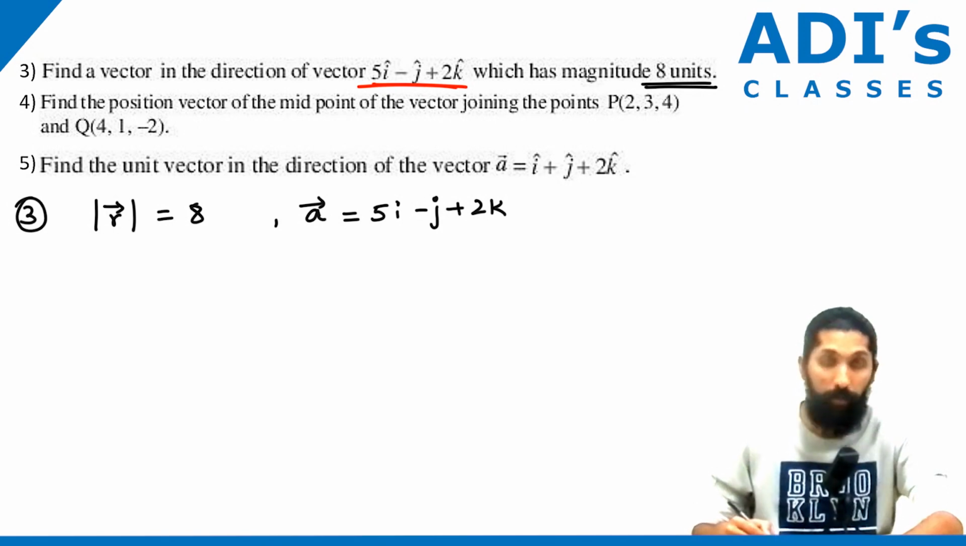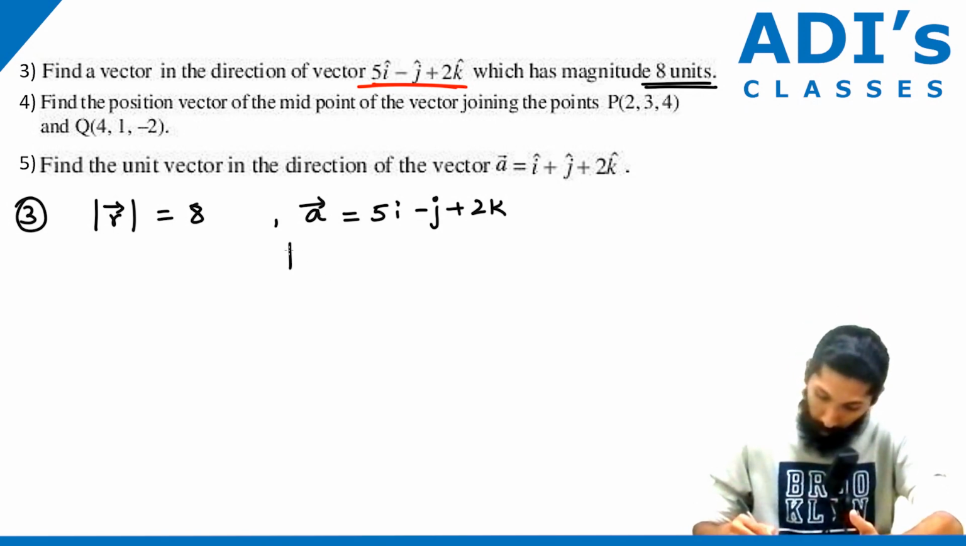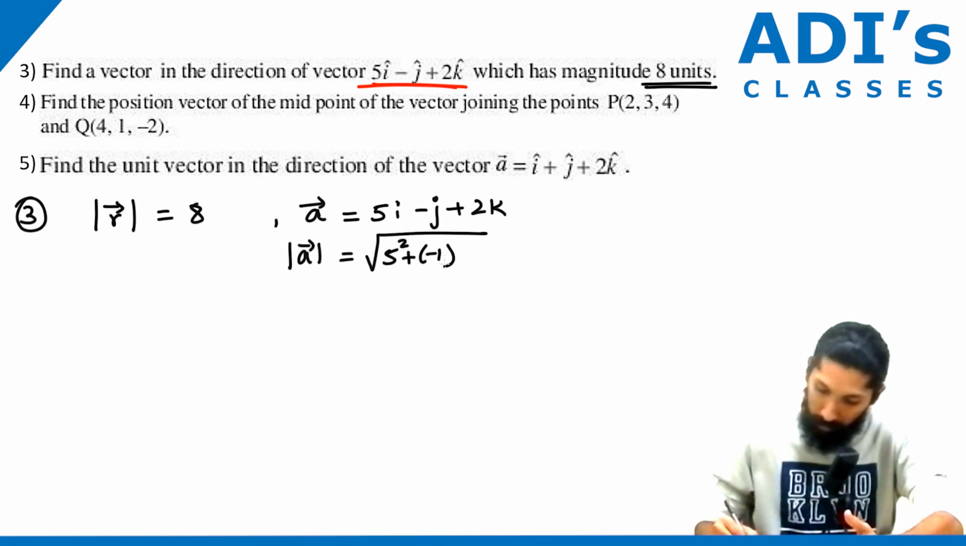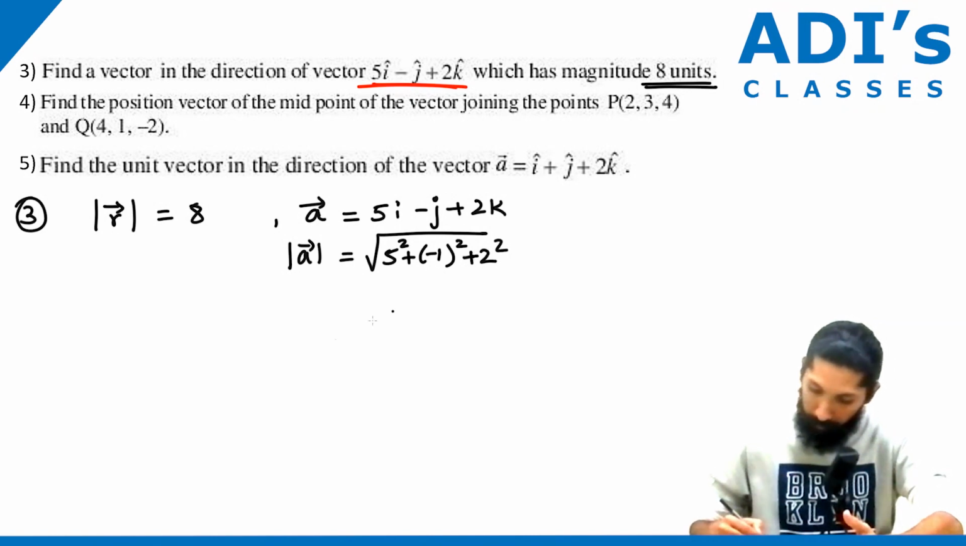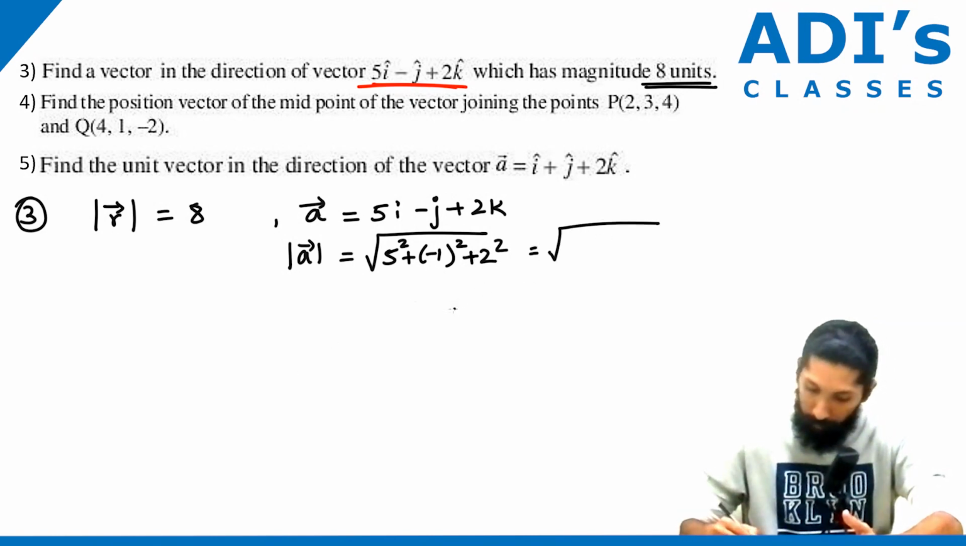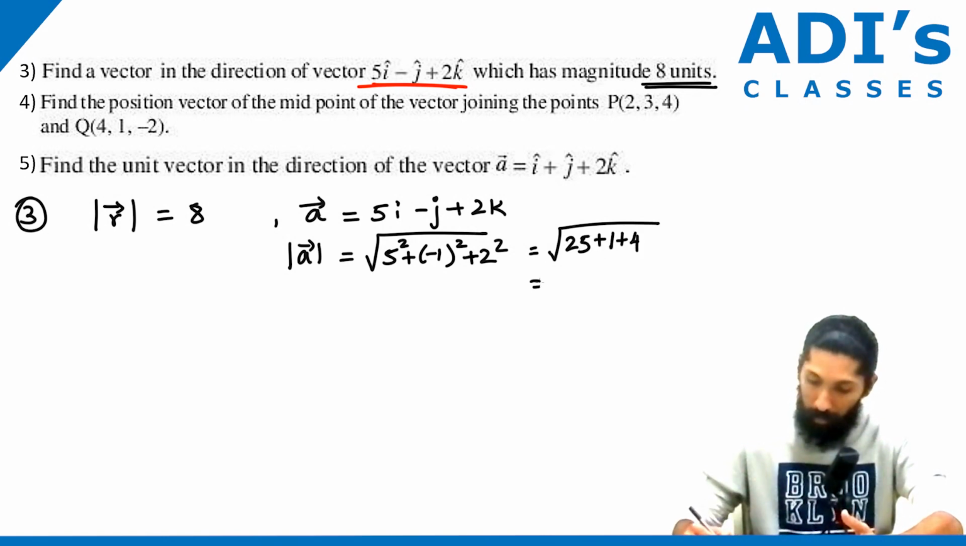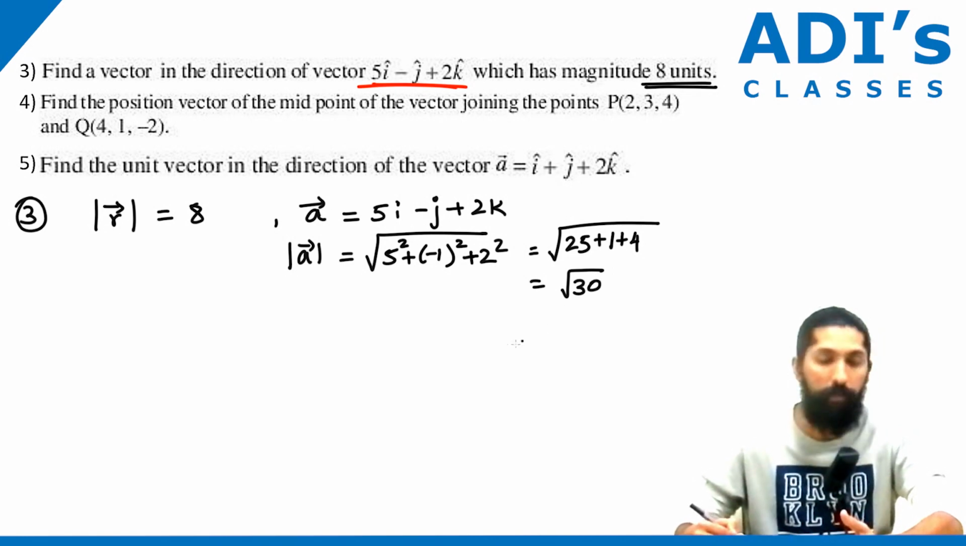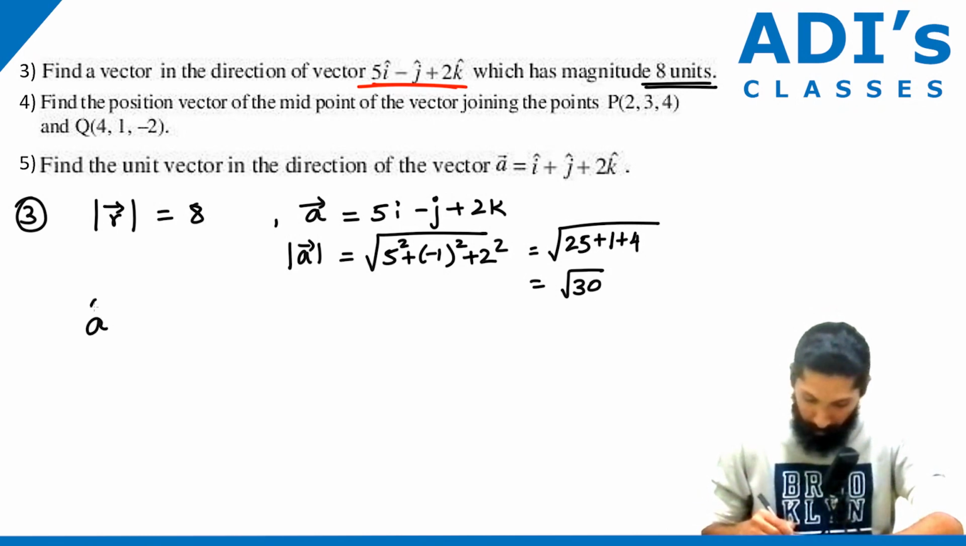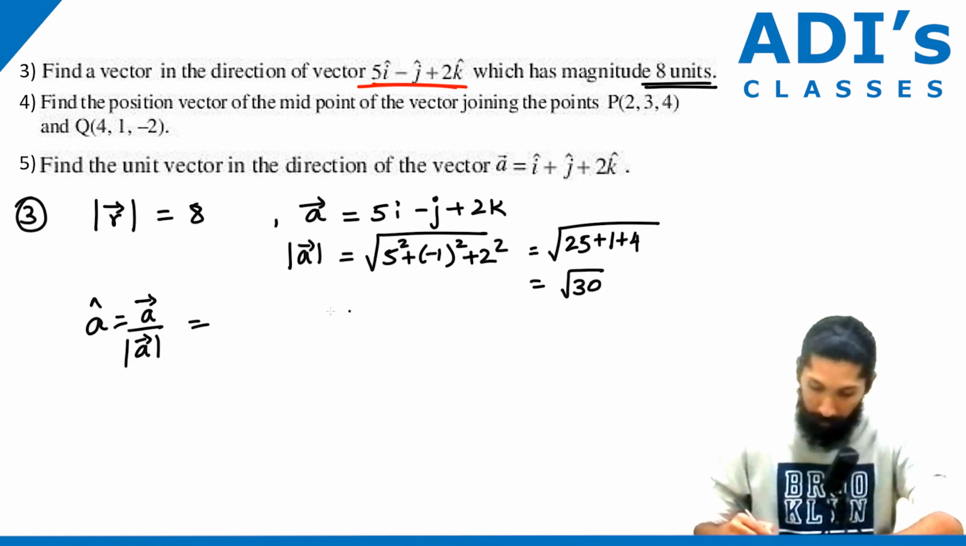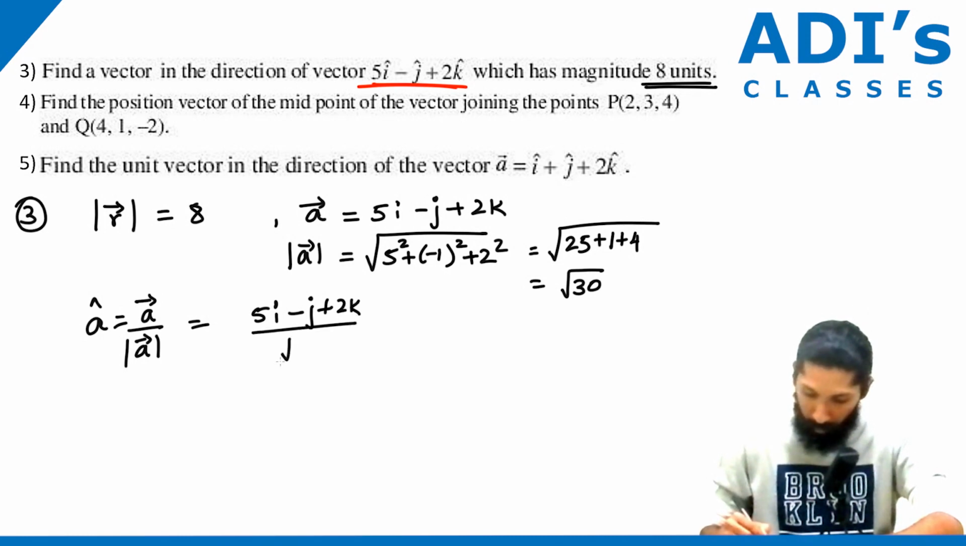So what do we do now? Let's calculate mod of a. Mod of a becomes root of 5 square plus minus 1 square plus 2 square. This is going to become root of 25 plus 1 plus 4, which is going to give us square root of 30. Okay, root 30 is mod of a. Now a cap becomes vector a by modulus of vector a, which becomes 5i minus j plus 2k divided by root of 30.